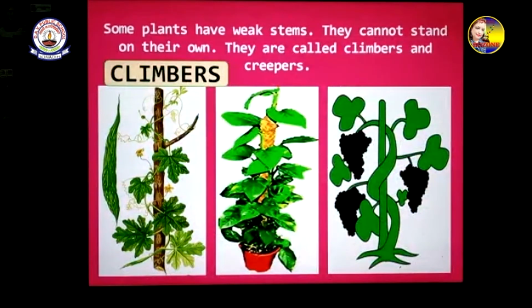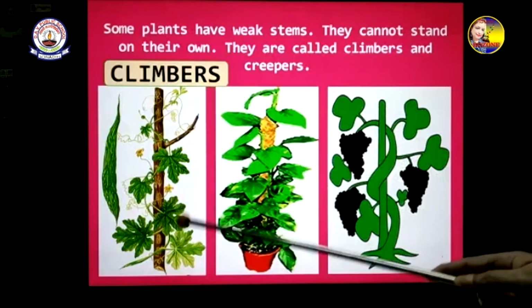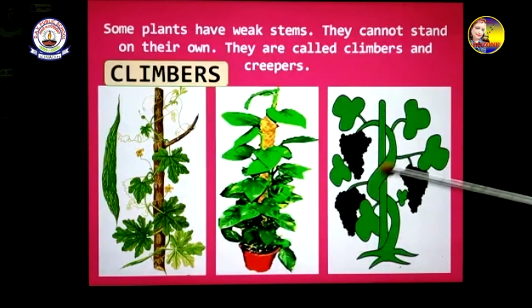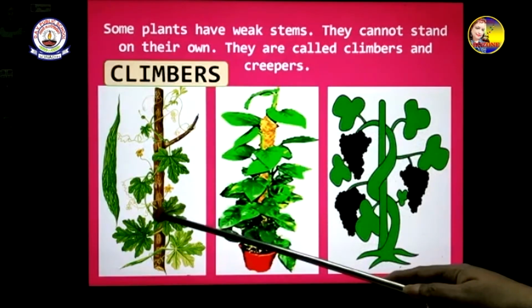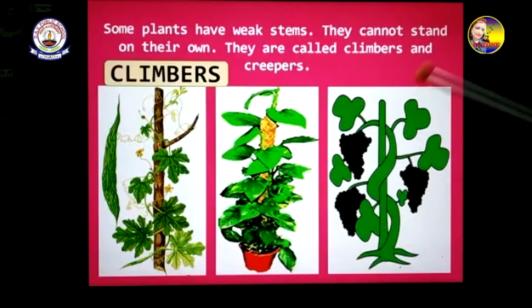Some plants have weak stems. They cannot stand on their own. They are called climbers and creepers. See, these plants, they cannot stand on their own. They need support. This is a support, a stick or any wall or something they need to climb up. So that's why they are called climbers.